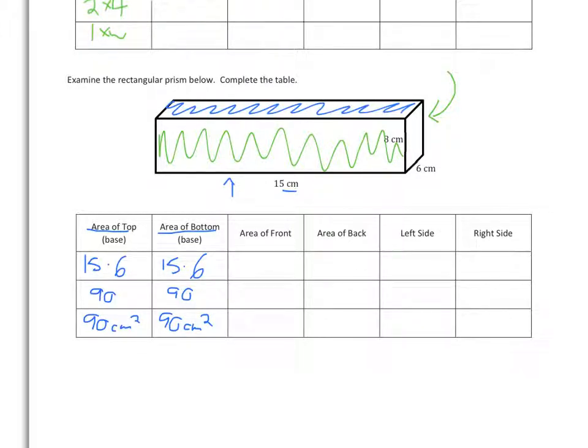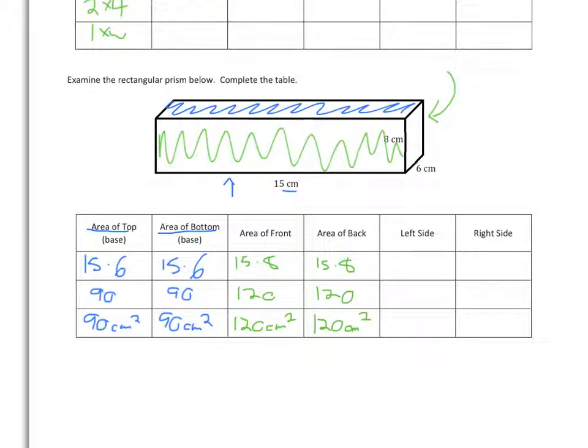So the front is 15 across, right? This rectangle is 15 across and it's 8 high. So these would both be the front and the back, since they're opposite one another. It would be 15 times 8, 15 times 8, and 15 times 8 is 120, which would be 120 centimeters squared.